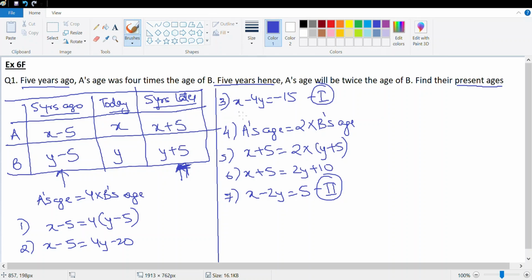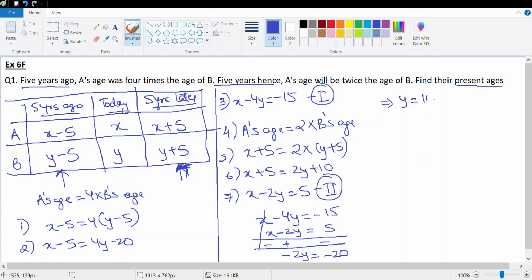I notice the coefficient of X in both the equations is already equal, which is plus 1. So let's subtract these equations. X minus 4Y is equal to negative 15. X minus 2Y is equal to 5. Subtract, which means the signs will change. So negative, positive, and negative. X minus X, that's 0. Negative 4Y plus 2Y, that's negative 2Y. Negative 15 minus 5, that's negative 20, which means Y is equal to 10. So we've calculated B's age, which is 10 years today.